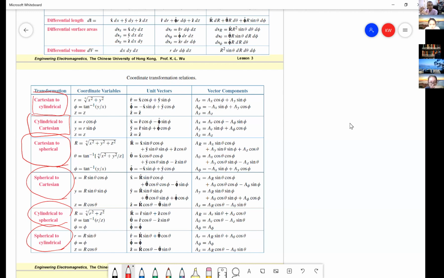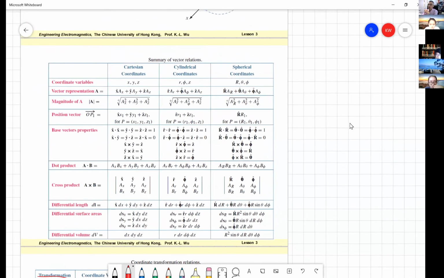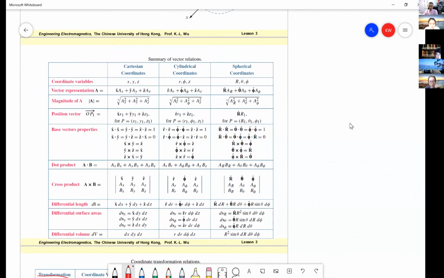You don't need to remember. If we really need it in the examination, I will give it to you. However, you know how we find it. So in case you really need it, you can take one or two minutes and find it.